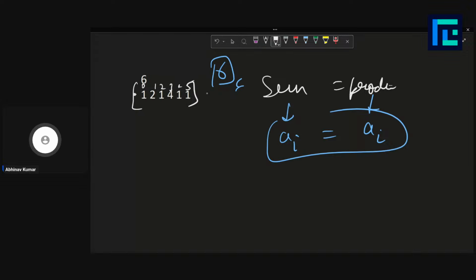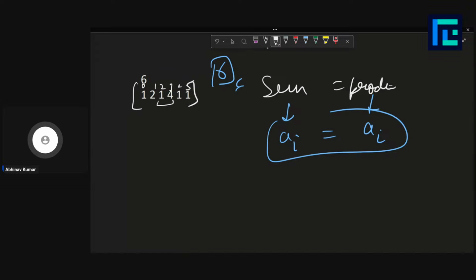Other than that, for at least two-sized subarrays, 1, 2. If you check this, its product is 2, its sum is 3. So 2 is not equal to 3. Product and sum are not equal. So this is not valid. Okay. Let's check for 2, 1. Again, 2, 1 not valid. Product is 2, sum is 3.